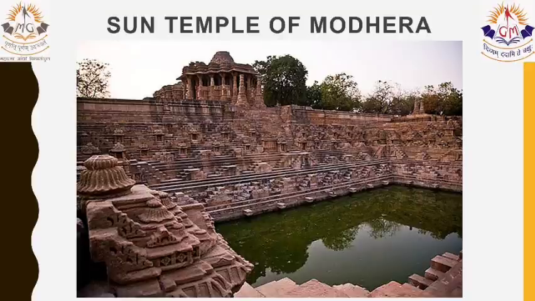Here we have the Sun Temple of Modhera, which has a tank or what we call a kund below the temple. There are steps leading to the kund. There are actually small-sized 108 temples where the steps can be seen.